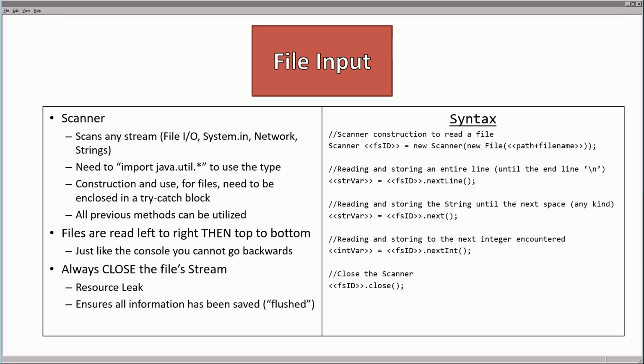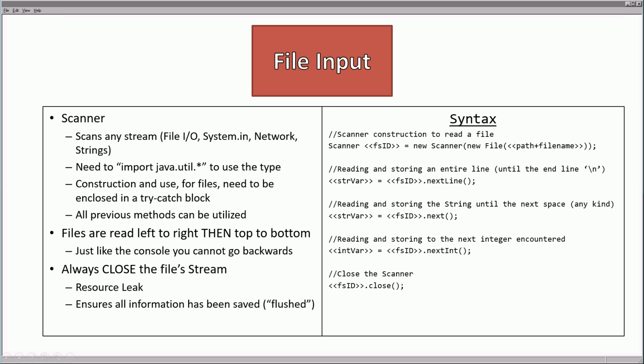Now, the syntax to set up a file scanner starts out very similarly. The only major difference is instead of system.in as the parameter, we pass in a new instance of this file given the path and the file name. So now this file scanner is reading this file.